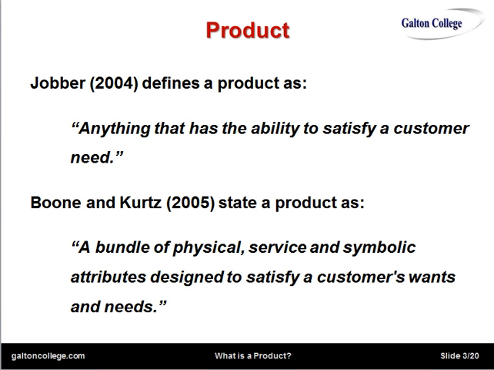It will not exist. Boone and Kurtz state that a product is a bundle of physical, service and symbolic attributes designed to satisfy a customer's wants and needs. Again, I think the idea of a product should also include some reference to profitability, because without that, the product would not exist. But these are fairly standard definitions.